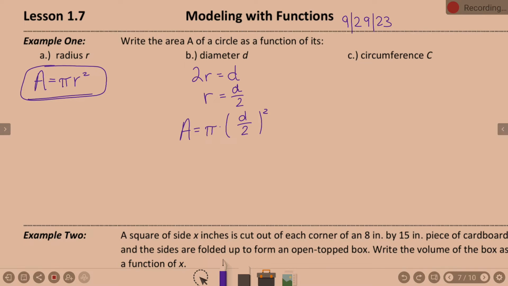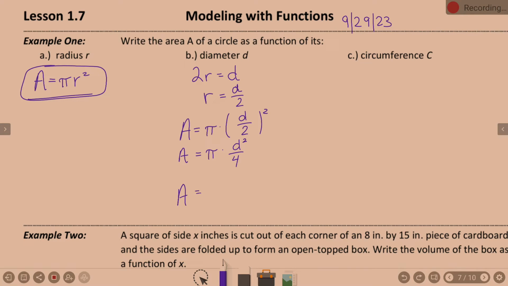Now right there is an area function. This is area in terms of diameter because my variable is d. We can clean it up a little bit though. What is d over 2 quantity squared? d squared over 4, yes? Because d times d is d squared, and 2 times 2 is 4. How did I write this in my answers?